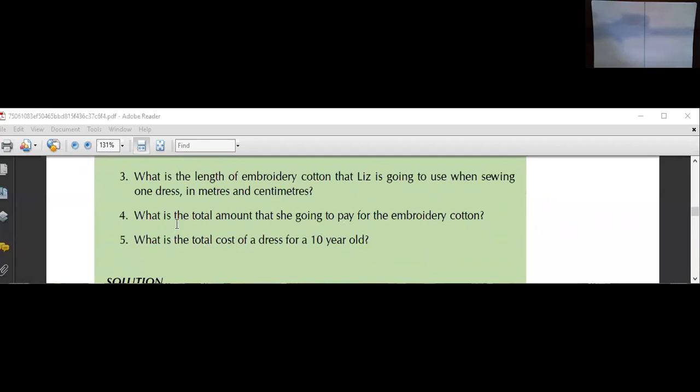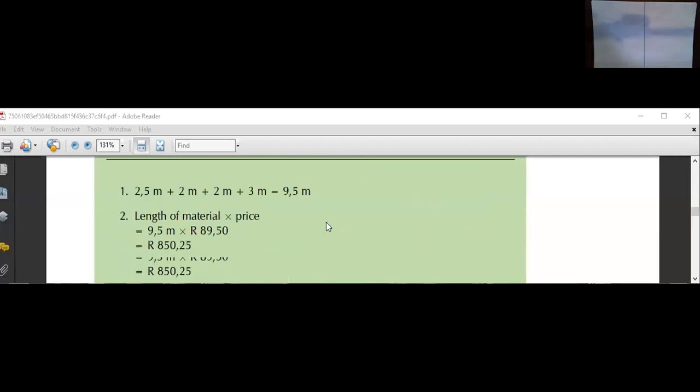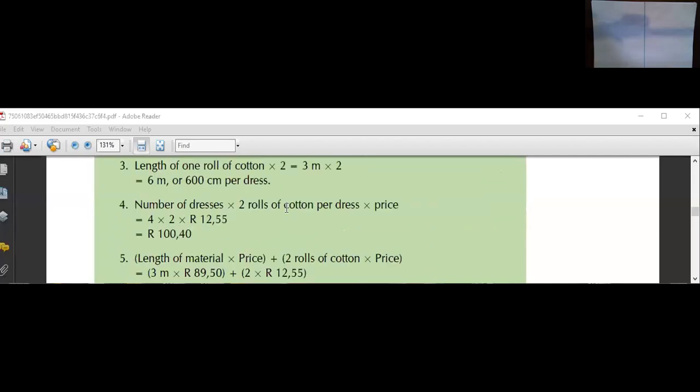Question number 4 is asking, what is the total amount she's going to pay for the embroidery? We have been told that for each dress, she's going to use 2 rows. Hopefully you're able to calculate that, guys. This is the answer.